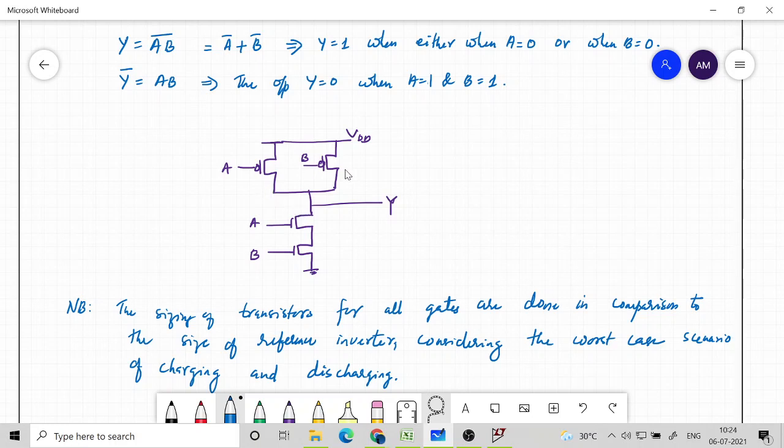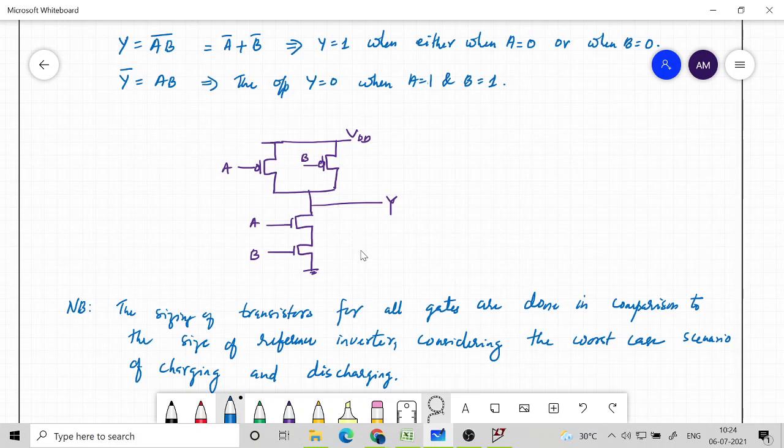But for PMOS, there are 3 cases in which output can go to high. Out of these 3 cases, 2 of them are the worst case. That is either A is 1 and B equal to 0, or when B is 1 and A is equal to 0. These are the worst cases. But the third case, that is when A is 0, B is 0, we have both turning on, so that is a better case.